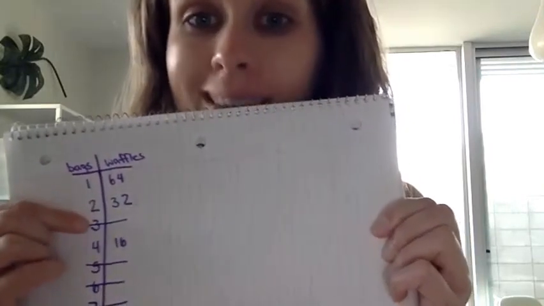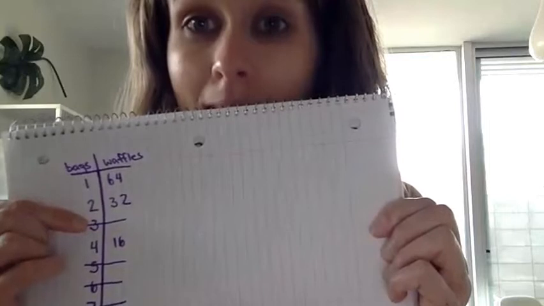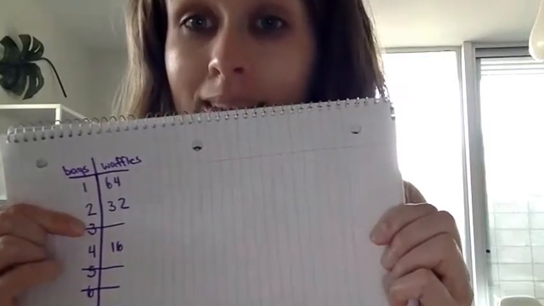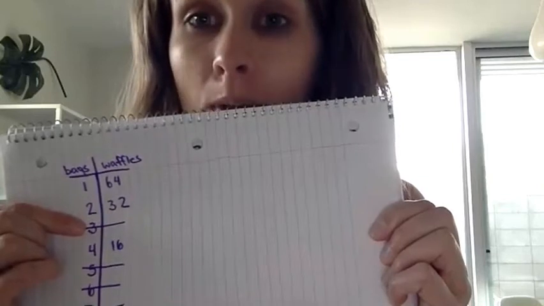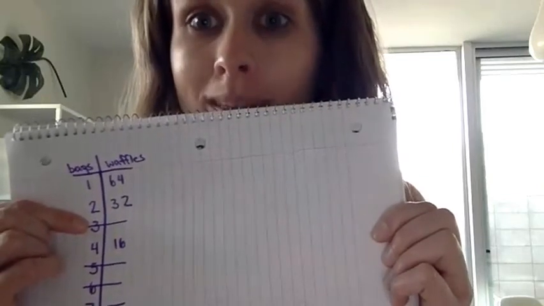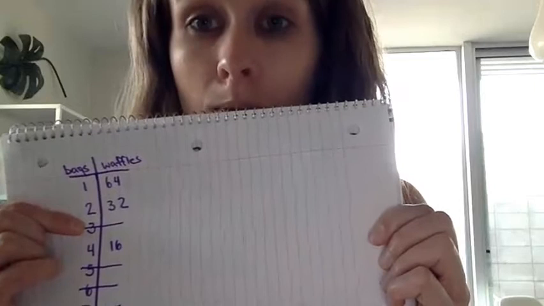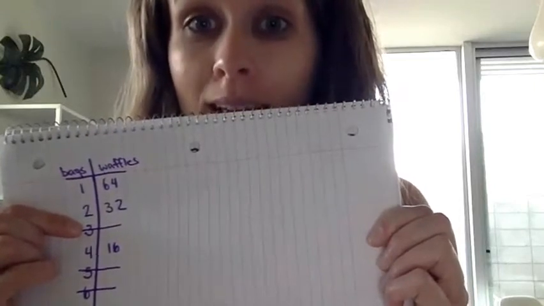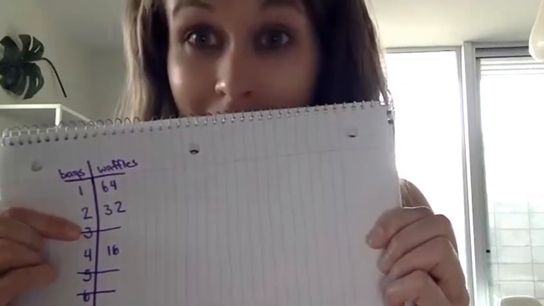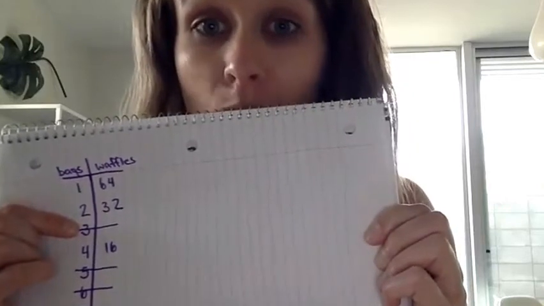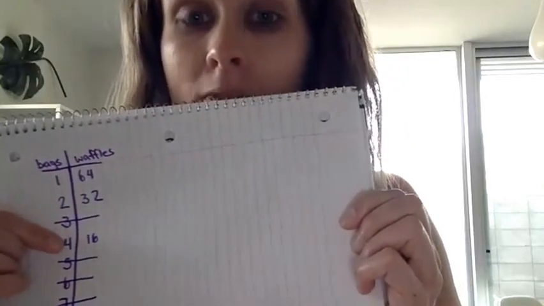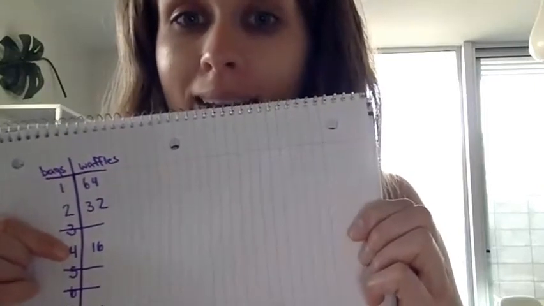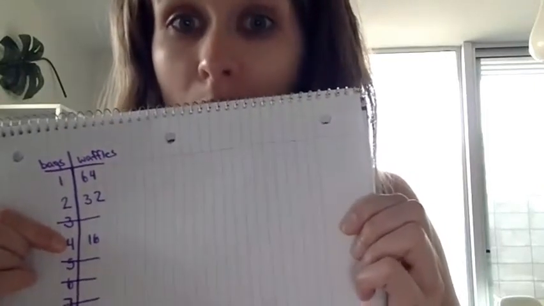For the 3s, I skip counted by 3 and realized that I don't get to 64 when I skip count by 3. For example, 20 groups of 3 was 60. The next group would be 21 groups of 3, and that was 63. So you can't get to 64 counting by 3s. Then I counted by 4s, and I got 16 groups of 4.